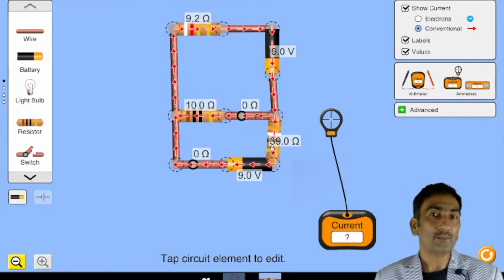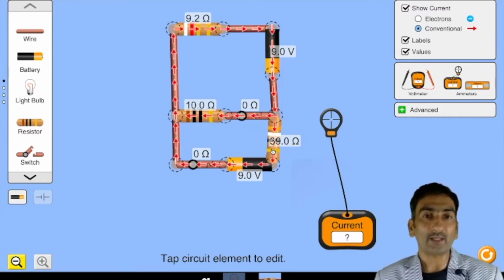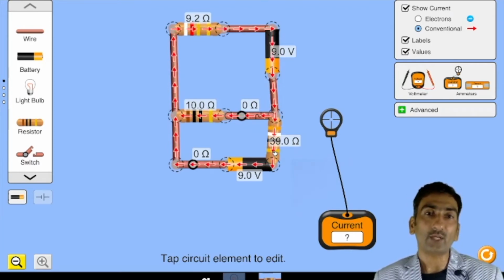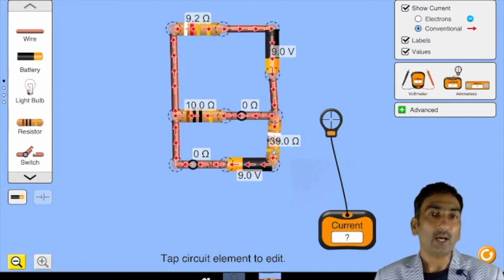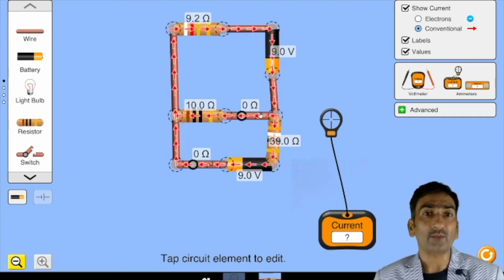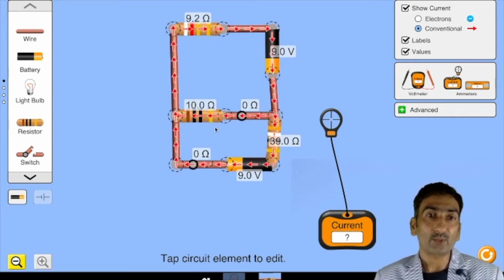In a complex circuit in exams using Kirchhoff's rules, they ask about these three currents. So you have to calculate I1, I2 and I3 by using Kirchhoff's rule. In exams we don't use these lab works or virtual labs, so we have to solve for these currents I1, I2, I3.